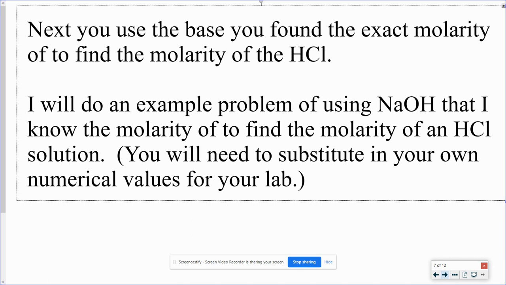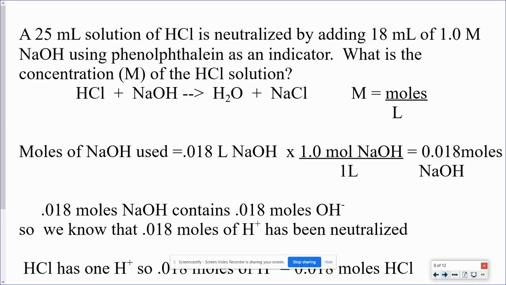It's really just what you had done to find the molarity of the NaOH. Okay, so these won't be the same values as yours, but you'll plug in your own numbers. So let's say you got a 25 milliliter solution of HCl neutralized by adding 18 mL of 1 molar NaOH. So it took 18 mL of 1 molar NaOH to neutralize 25 milliliters. What's the concentration of the HCl?